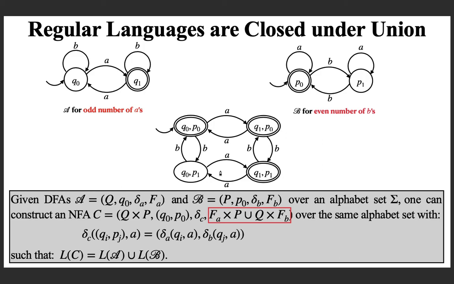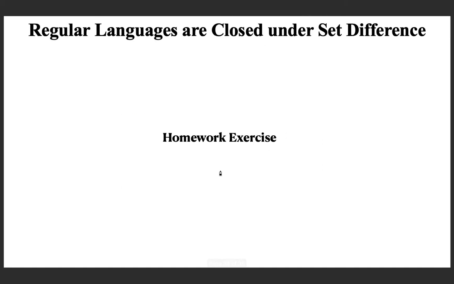And with that, let us move on to the last operation that we consider in this class, which is set difference. So we can prove that regular languages are closed under the set difference operation. That is, if L1 and L2 are regular, then L1 minus L2 is a regular language. And I am giving you this as a homework exercise. We can use a product construction. Here again, you can carefully decide the set of final states, such that the language is the set difference of L1 and L2. So please do it.